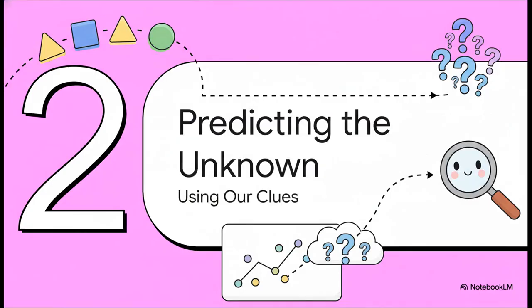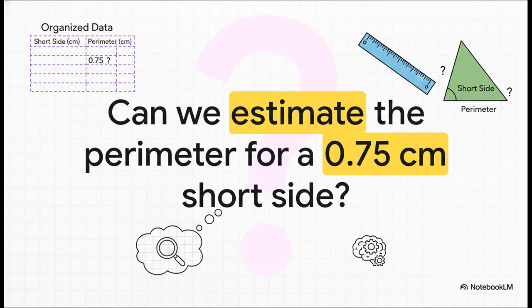Now that we've actually found a pattern, we can do something really cool. We can use these organized clues to start making predictions about data we don't even have yet. Let's put these new detective skills to the test. If you look at our organized table, there's no entry for a short side of 0.75 centimeters. But do you think we can make a really good, educated guess about what its perimeter would be?